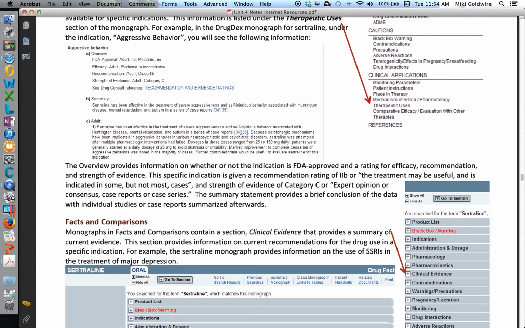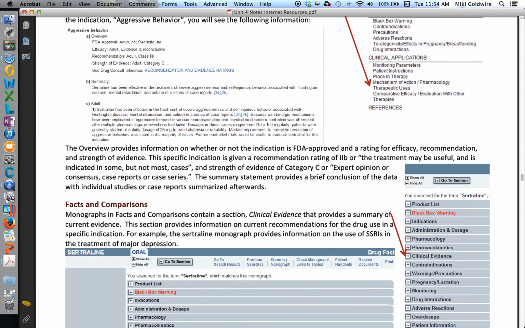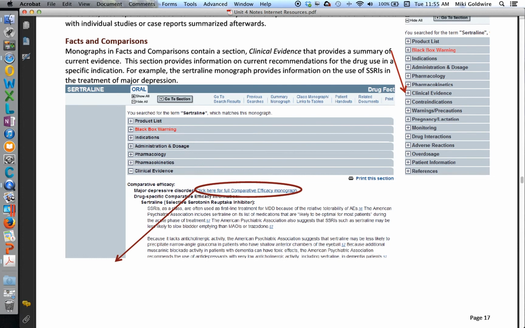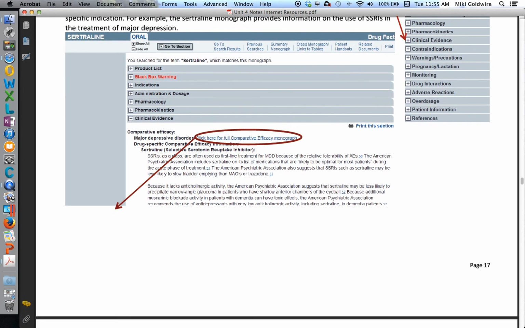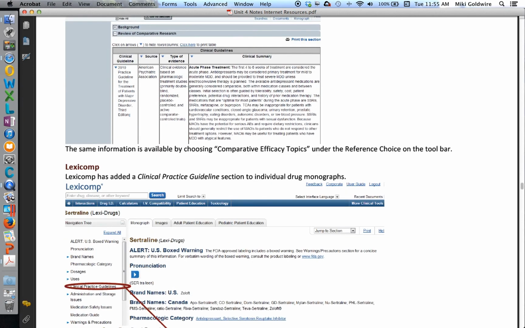I don't generally use Micromedex for locating guidelines. Again, I like to go to MD Consult and DynaMed. Facts and Comparisons has recently added, I think within the last couple years, a tab called Clinical Evidence. This Clinical Evidence tab will direct you to guidelines if they are available, and a summary of those guidelines.